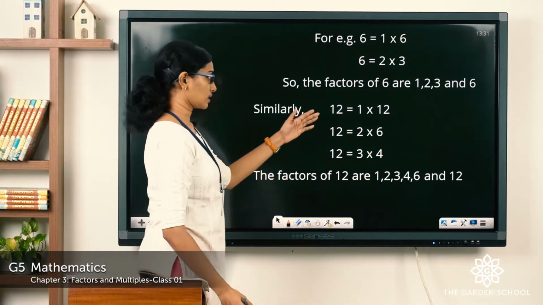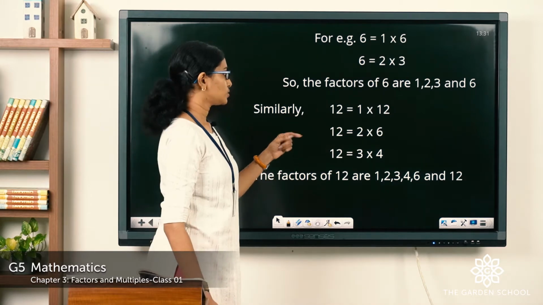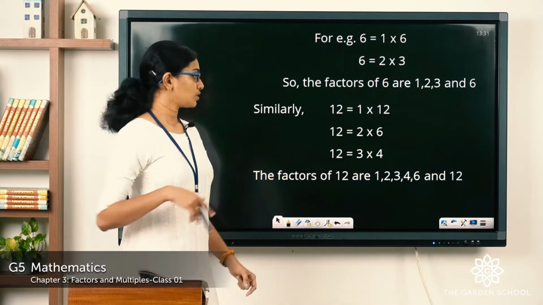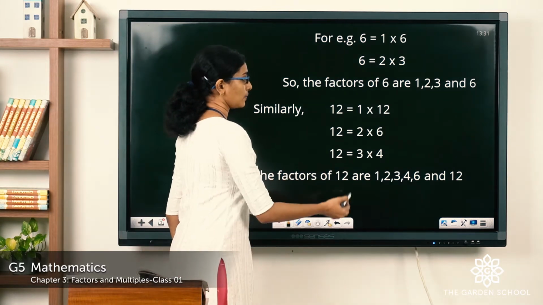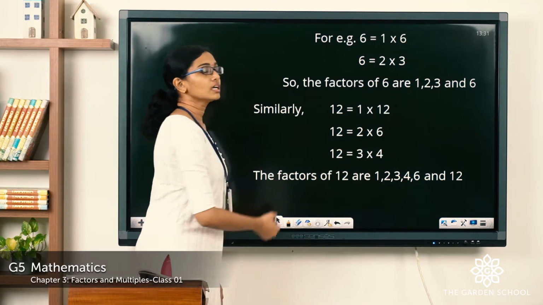Similarly, here we have the factors of 12. 12 can be 1 into 12, 12 can be 2 into 6 or 12 can be 3 into 4. So we say the factors of 12 are 1, 2, 3, 4, 6 and 12.